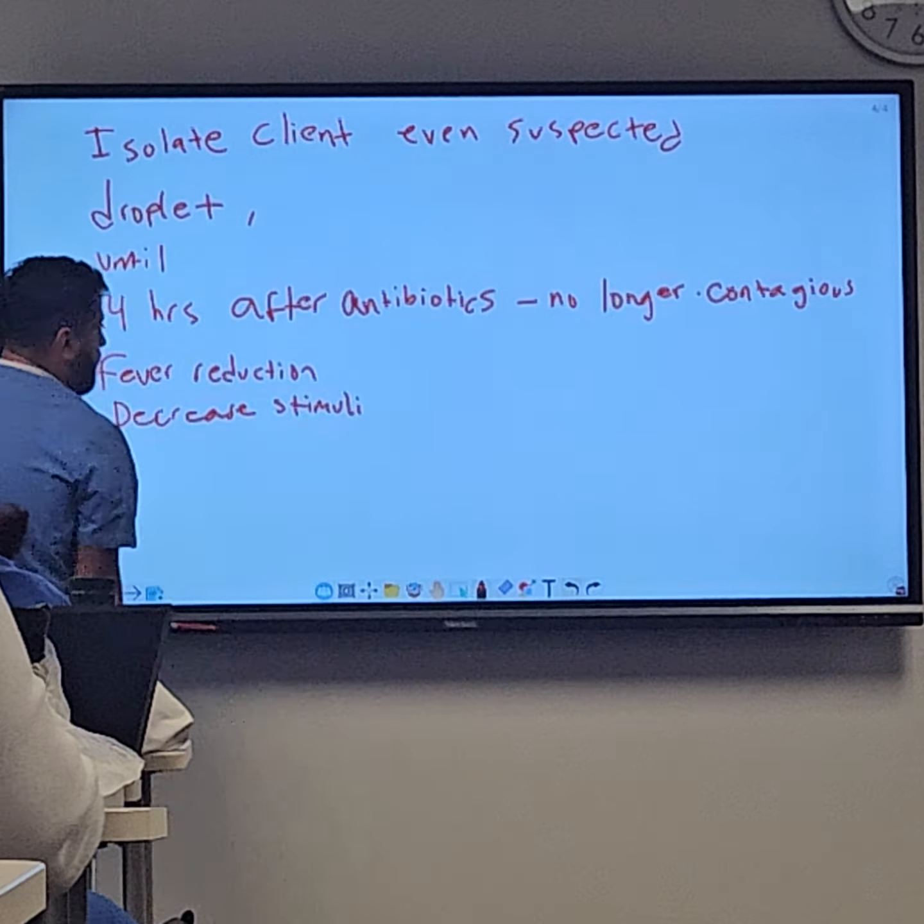Another key point, head of bed at 30 degrees. And monitor for ICP. We'll go over soon what ICP looks like, maybe next week. Monitoring intracranial pressure. And there was one that we skipped over, which was, you must report this to the health department.